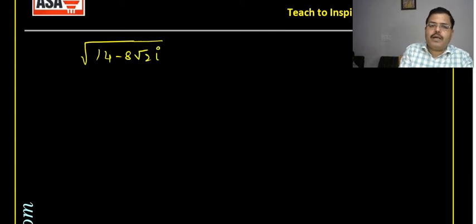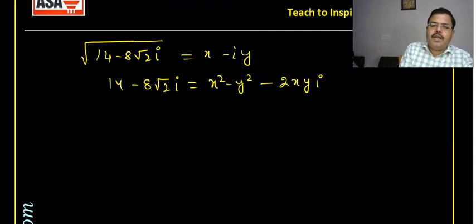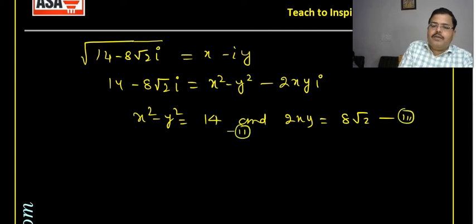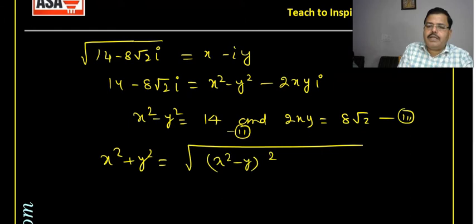We have to calculate this is equal to x minus iota y. Same as before. So on squaring, 14 minus 8 root 2 iota is equal to x square minus y square, minus 2xy iota. And therefore, x square minus y square is equal to 14 and 2xy is equal to 8 root 2. So this is third and this one is second. Now, we have already discussed x square plus y square is equal to the square root of x square minus y square whole square plus 2xy whole square.